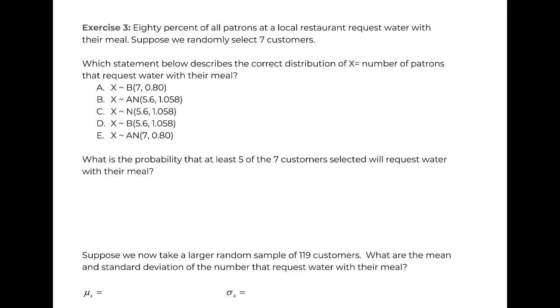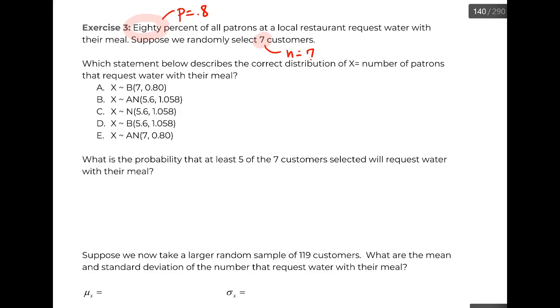I want you to try exercise 3 on your own. This is a good example of something that might happen on the test. So if you read through exercise 1, you'll see you're given 2 values here, 80% and that we're selecting 7 customers. So we got our P of 0.8, we have our N of 7.